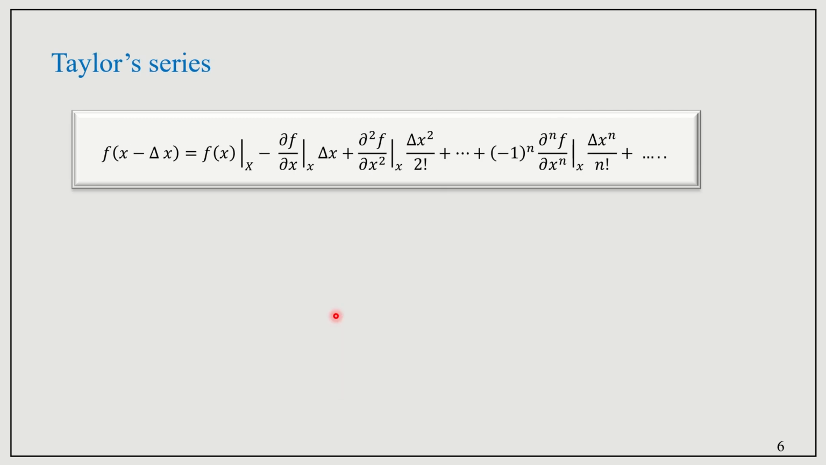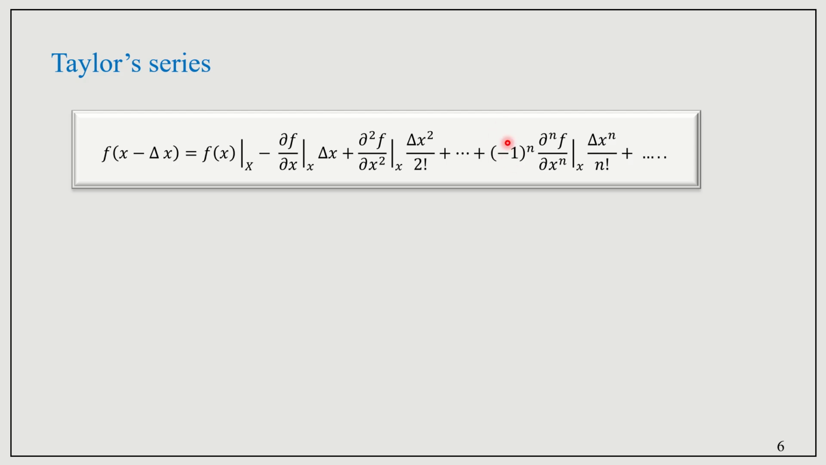Similarly, when we have the f of x minus delta x expansion using the Taylor series, what will we have? In place of delta x we will be using minus delta x. So we have f of x minus delta x equal to f of x minus dou f by dou x at x into delta x plus dou square f by dou x square into delta x square by 2 factorial, and so on.